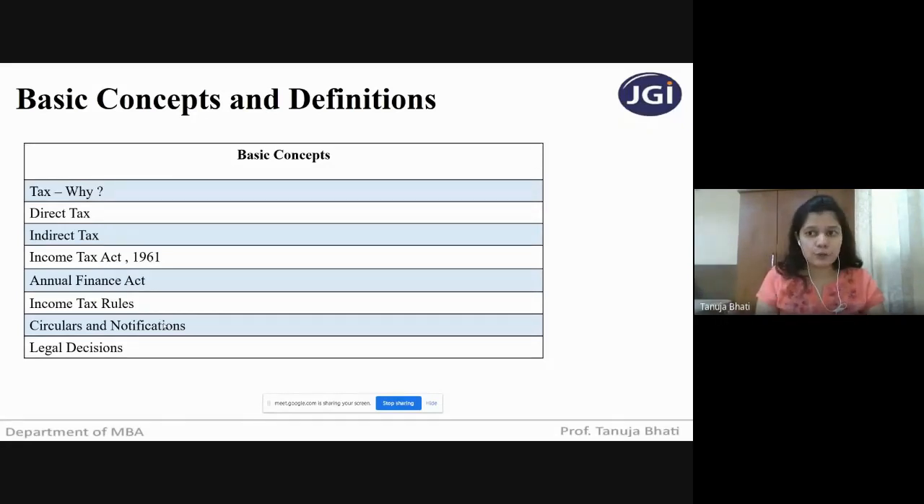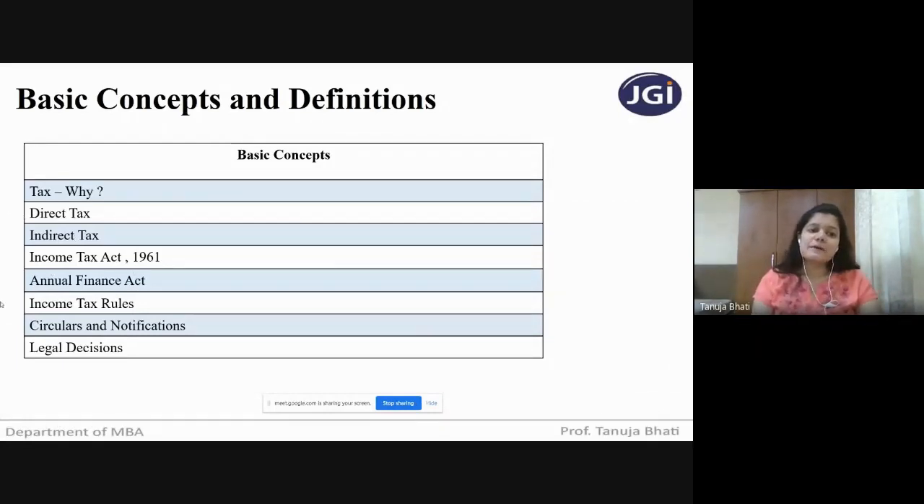But am I paying it directly to the government? No. I am paying it indirectly through the shopkeeper to the government. So it is a burden that is shifted to the consumer. So here in direct tax, the burden is on the person himself paying the tax. But on indirect tax, the burden is on a person who is indirectly paying the tax and the burden is shifted from the shopkeeper to the customer.